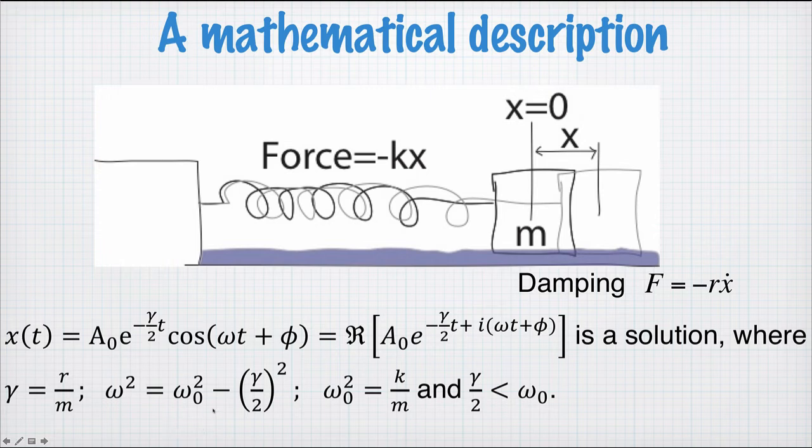In fact, it's also worth noting at this point that if the damping here is sufficiently small, like a factor of 10 or so less than omega naught, then it's valid to approximate omega as being equal to omega naught. That's a really good approximation, and it's an approximation we often make.